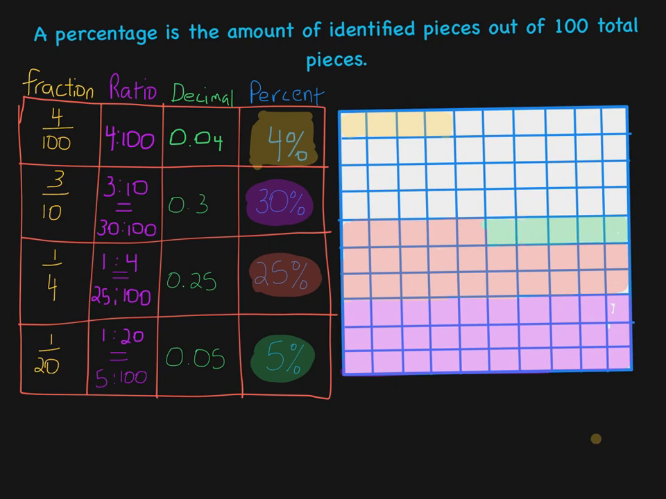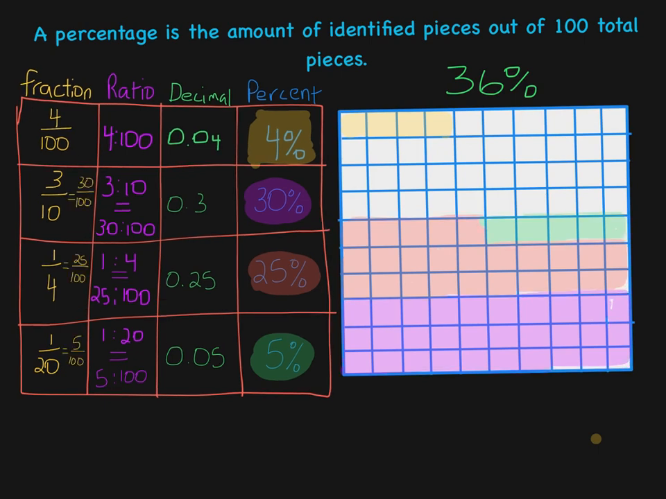Now I still have quite a bit of blank space, and I can go 10, 20, 30, 31, 32, 33, 34, 35, 36. So I could say that of my unfilled space that's not shaded, I have 36% not shaded. And that's 36 of 100, or 0.36.